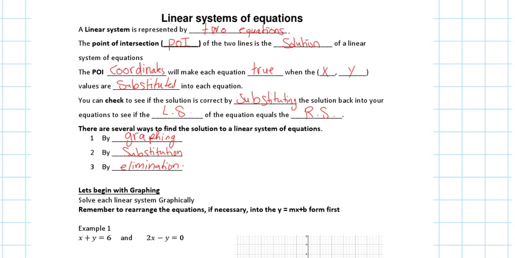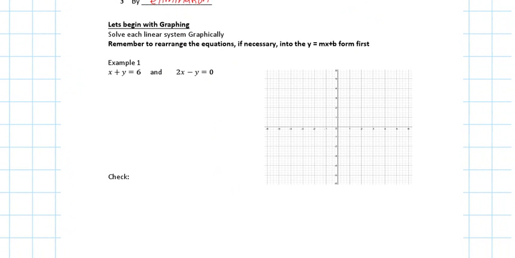When I graph, what form should my equation be in? y equals mx plus b, which is the slope y-intercept form. Otherwise, I can graph, but I have to find the x and y-intercepts, which is sometimes harder. If I have it in y equals mx plus b form, y by itself and everything else on the other side, I can graph easily. Are they in y equals mx plus b format? No, y is not by itself for both equations.